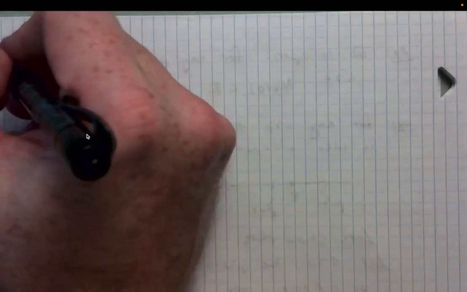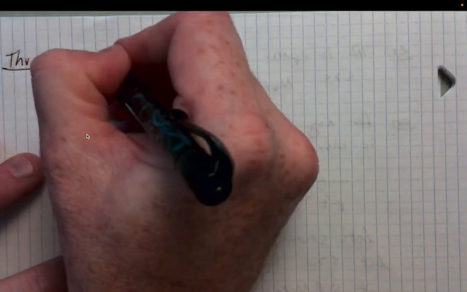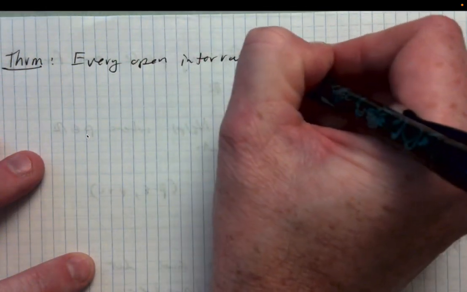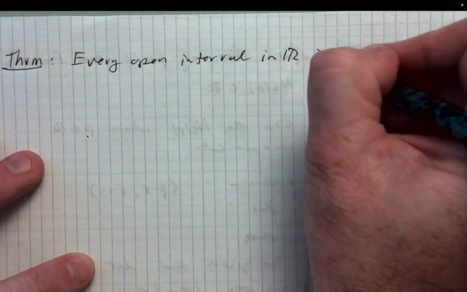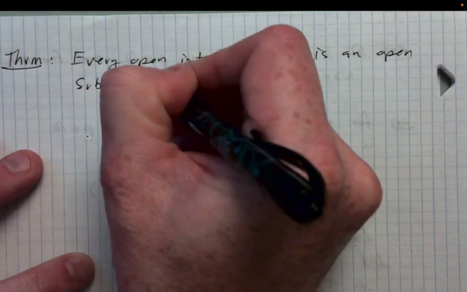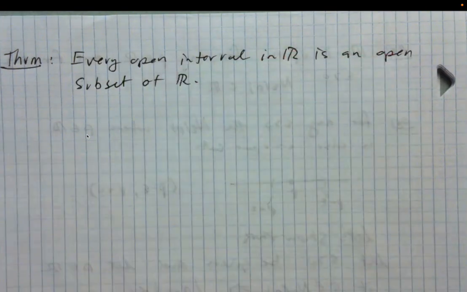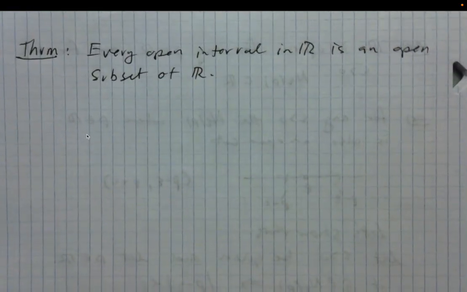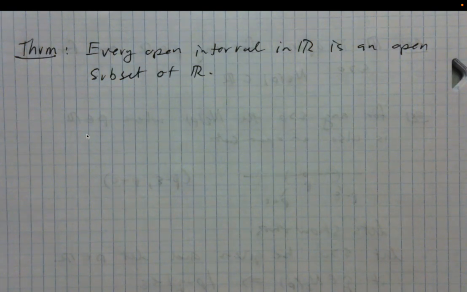Here's a nice theorem, just making what I just said very concrete. Every open interval in R is an open subset of R. We already kind of saw this. Does this really need proving? I'm not sure. An interval and a subset are generally considered to be the same thing. An interval is a set. But this is a nice thing to be able to say, just to make sure that it's clear.